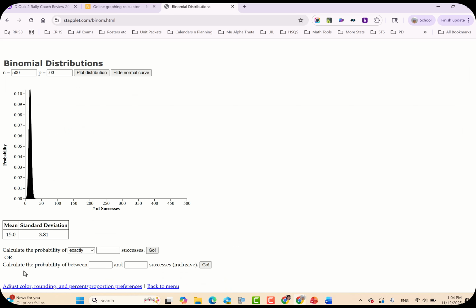There we go. All right, and if I hit go, plot distribution, now we have more. Admittedly, it's throwing extra decimals there. That's fine. So anyways, I know my mean is 15 and my standard deviation is 3.8145. So if you're going to do the Staplet, that's fine, but I need to see the formulas. So here you see there's the mean. I took n times p, and this is on your math chart.